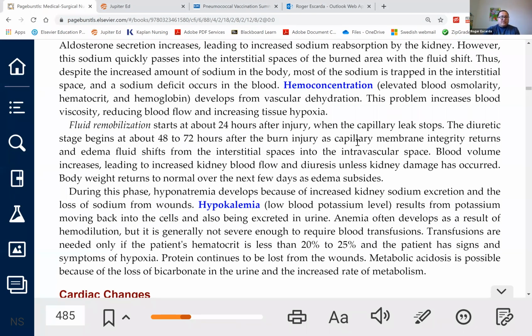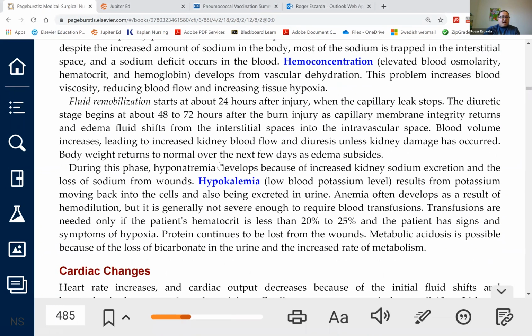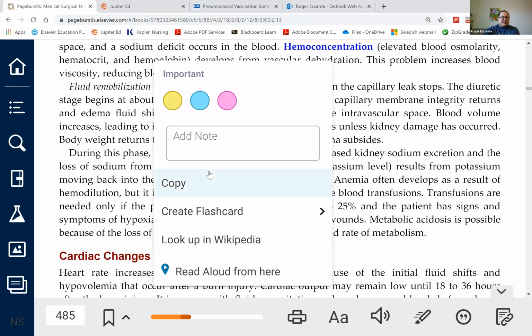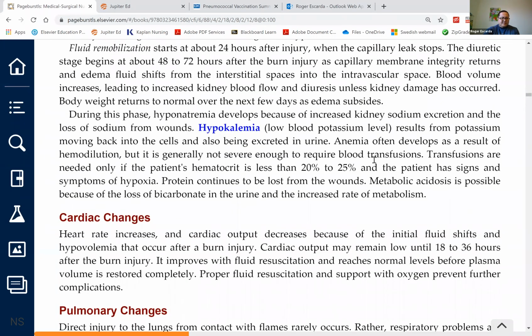So now you go from hyperkalemia and hyponatremia to now hypokalemia. The sodium remains low at this point. So there is still hyponatremia and hypokalemia at the same time. Questions so far?